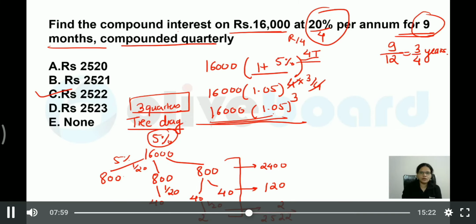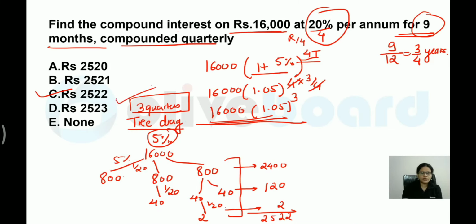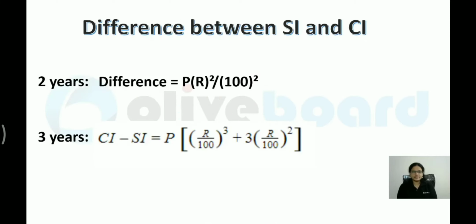So either you can use the formula or you can use the tree diagram, but make necessary changes in your number of years and rate of interest. Then only you will be getting the correct answer over here. Now the last pattern is remaining. That is nothing but difference between simple interest and compound interest.